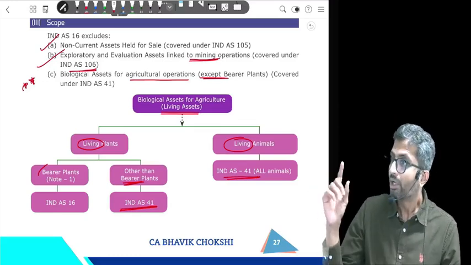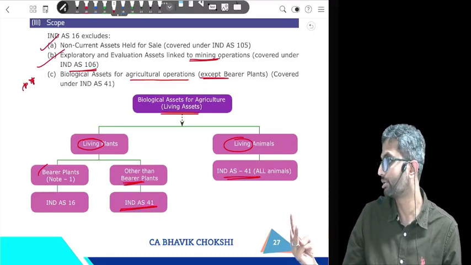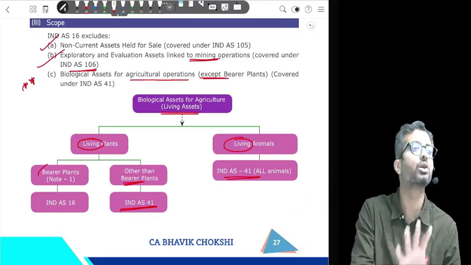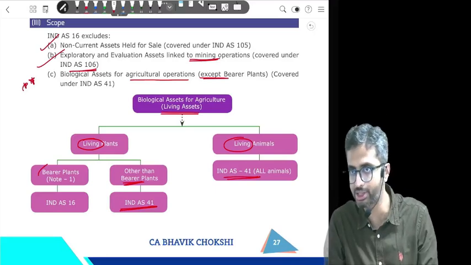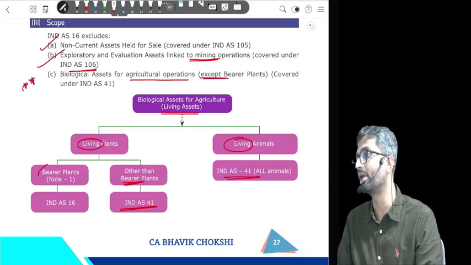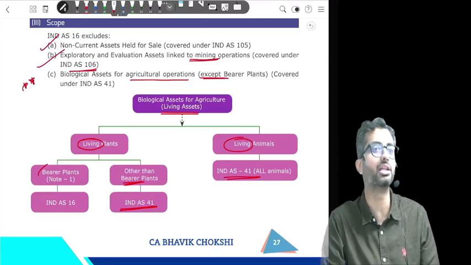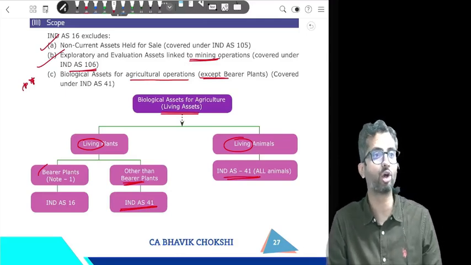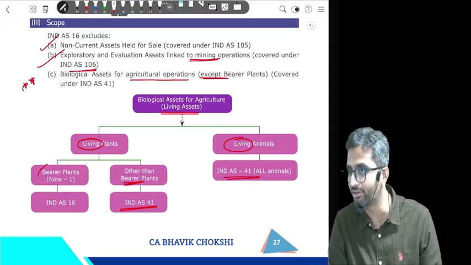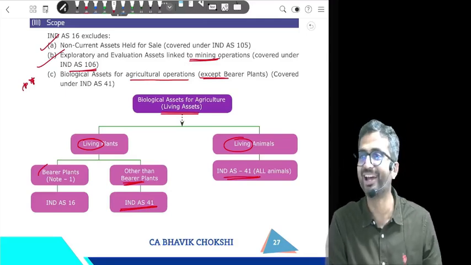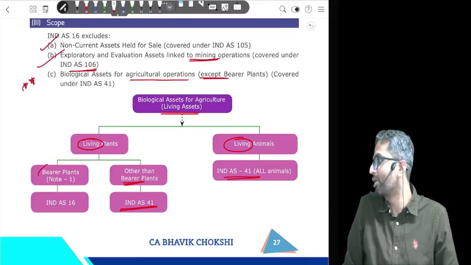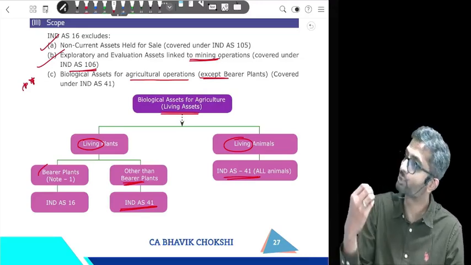So tea, coffee, rubber plantations, and fruit plantations in general are assumed to be bearer plants. But the institute can ask you anything. Like in one of the past RTPs, they asked about a plant called Pinus radiata plantations. People doing biology will also not know that, right? So in such cases they will explain to you.